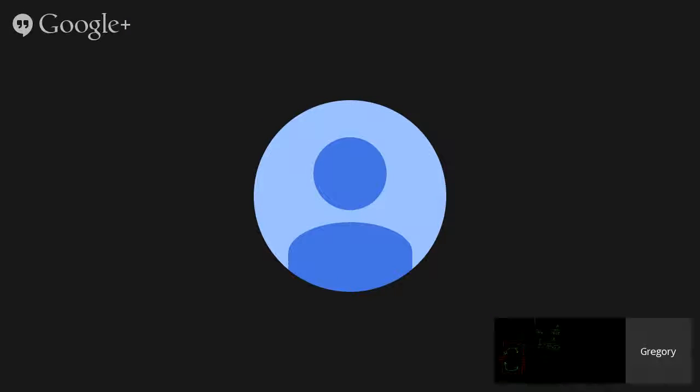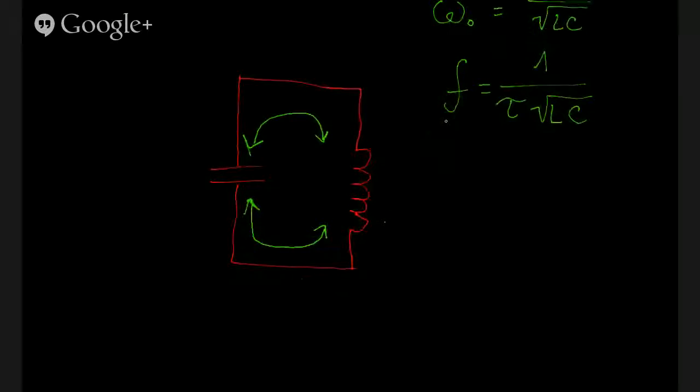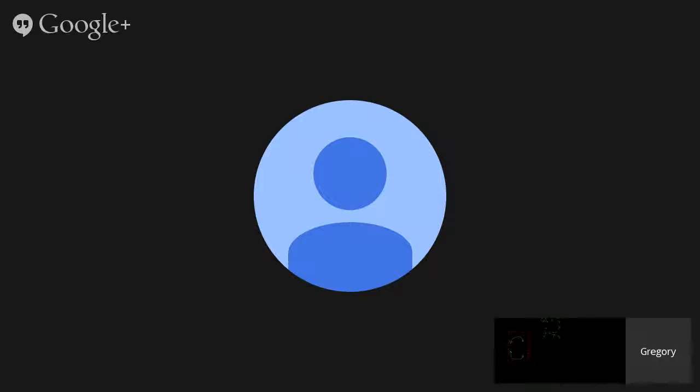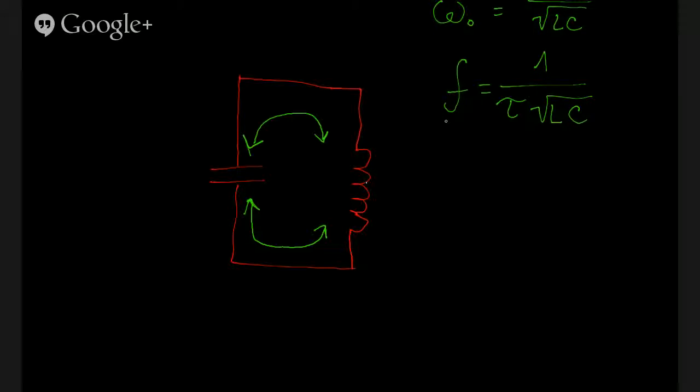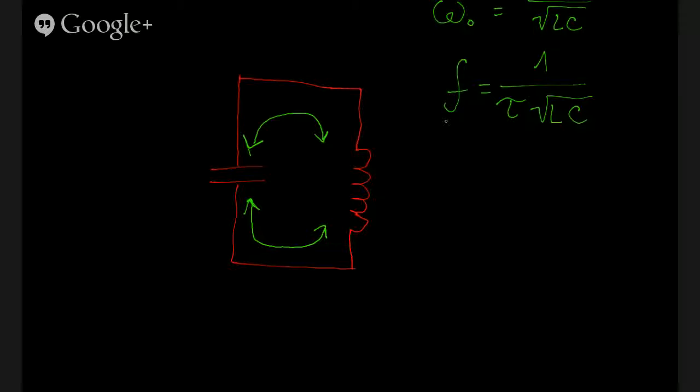Wait, so this will oscillate? Yeah, basically, if there are no losses in this circuit, it'll slosh back and forth forever. But since your circuit's made out of copper and not some sort of gravitational singularity magnet, it will eventually run out. Well, this is basically resonant frequency.